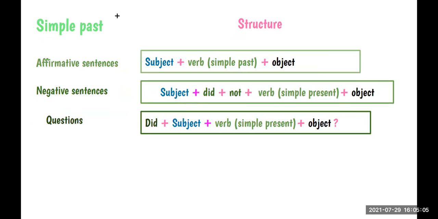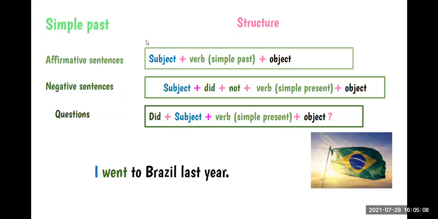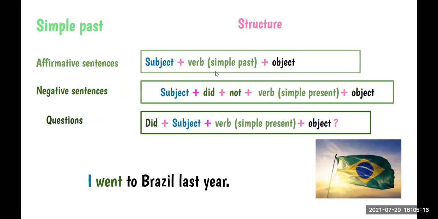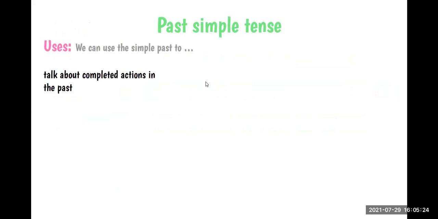For example, I went to Brazil last year, okay? Let's see what the uses of this simple past, or past simple, are. We can use the simple past to talk about completed actions in the past, something that we did in the past and finished in the past.